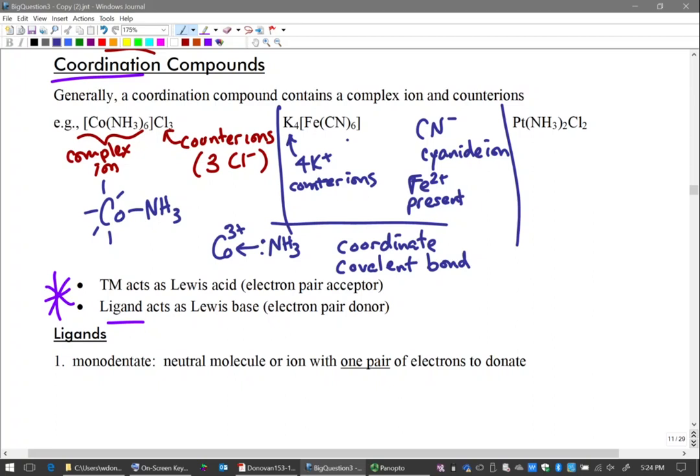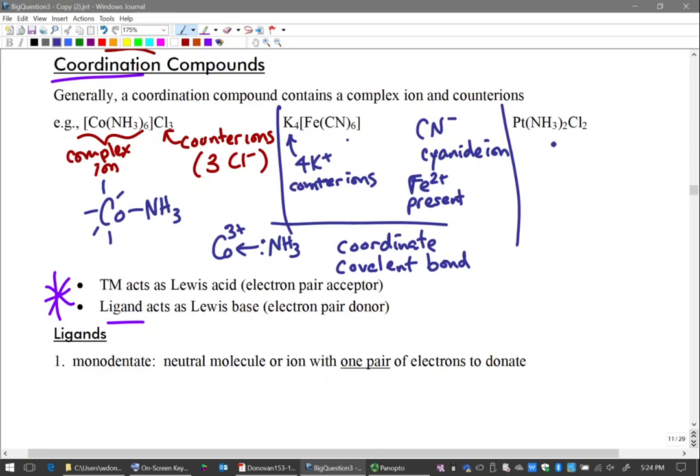Brackets around a complex ion. Convention is not to write brackets around a neutral coordination compound like this, although it could have been a good convention. They don't do it. So that's got 4 ligands, 2 ammonias, 2 chloride ions. The platinum is a plus 2, and that's a neutral coordination compound. So generally, a coordination compound contains a complex ion and counterions. Sometimes it doesn't. And here's a counter example, this platinum compound.